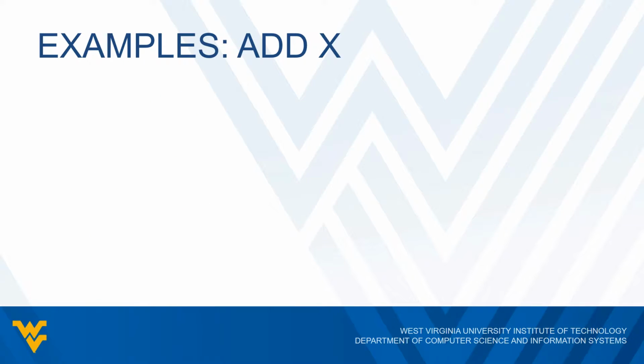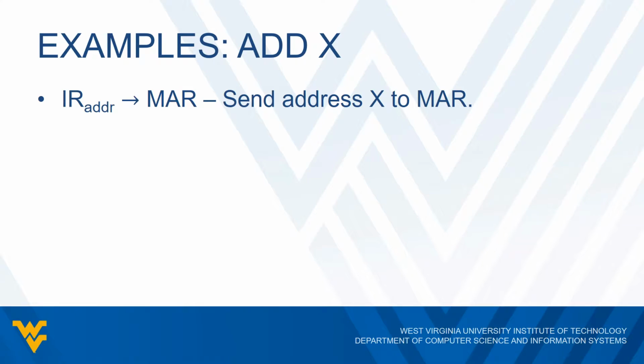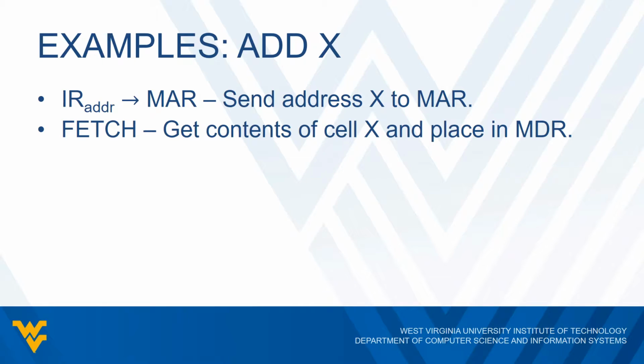We'll now take a look at the add X instruction, which means we're going to add the contents of cell X to the contents of register R, and then we're going to put the result back into register R. So the first step is we need to get the memory address. So we're going to send the address of X, which is currently in the address field of the instruction register, and we're going to store that in the MAR. We then need to get the contents of cell X, so we're going to use a fetch instruction, and place that in the MDR.